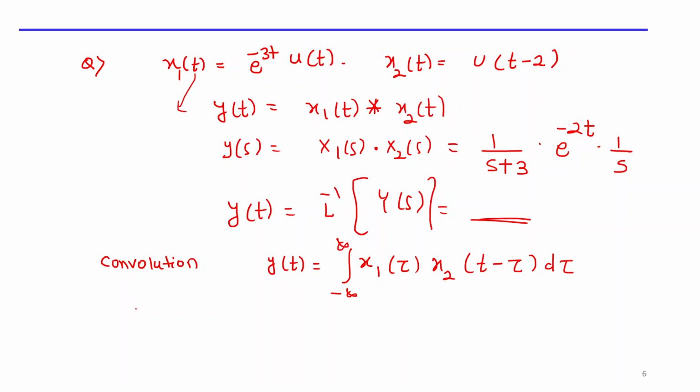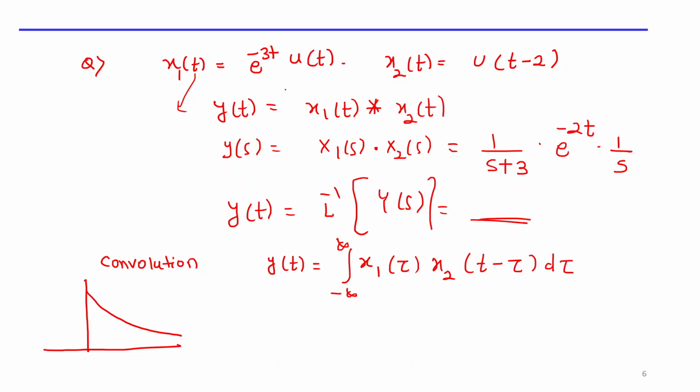My aim is to show you how to solve this question graphically. So first of all, whatever the signal is, you have to draw it. Let me draw the first signal, e to the power minus 3 tau. At t equal to 0, the signal will be 1. It will be something like that.